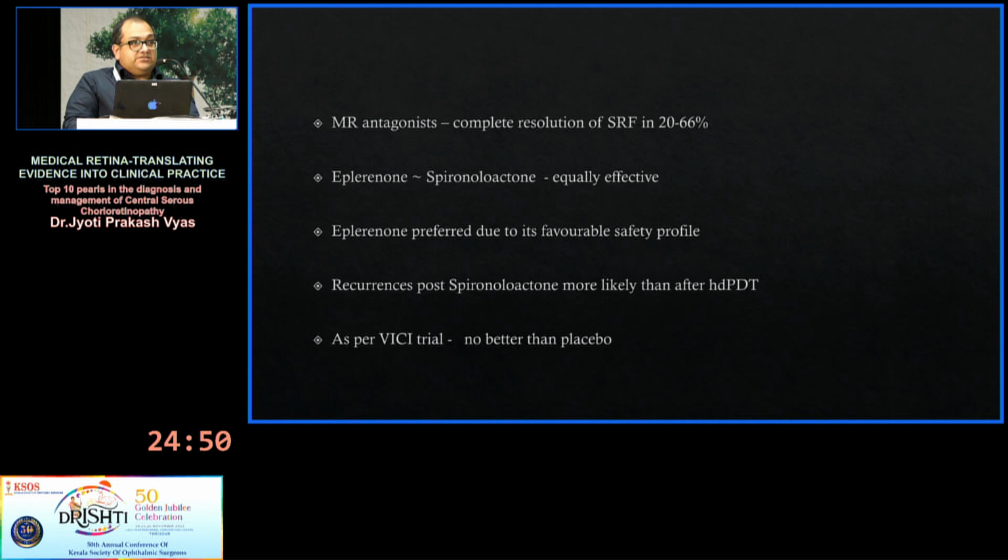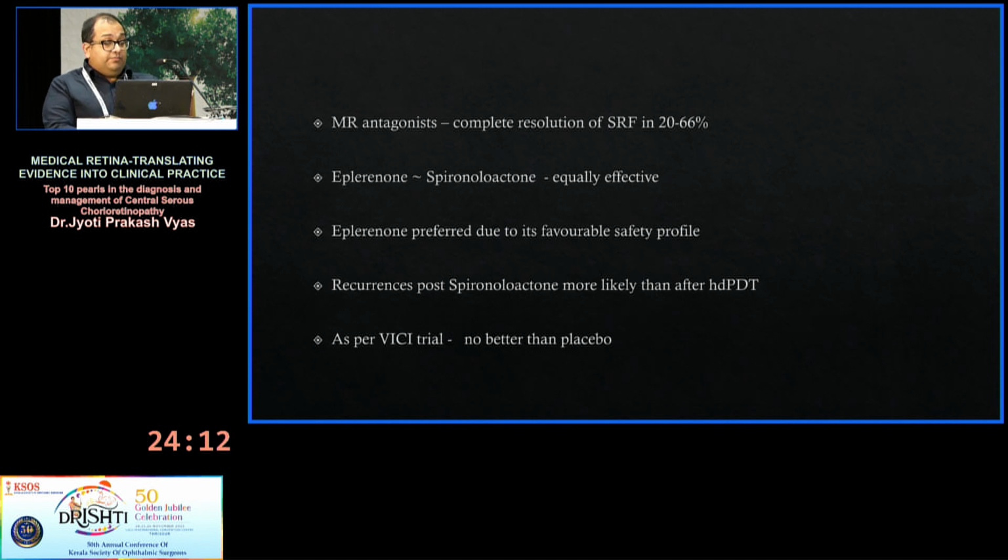Mineralocorticoid receptor antagonists, although much favored in the recent past, only provide complete resolution in about 2/3 of patients. Eplerenone and spironolactone are said to be almost equally effective, although eplerenone is more sensitive and more specific for the receptor, whereas spironolactone has 40 times more potency towards the receptor. But eplerenone is preferred due to a favorable safety profile, although both of them have a similar problem with elevation of potassium levels. And the recurrences post-spironolactone are more likely than after half-dose PDT.